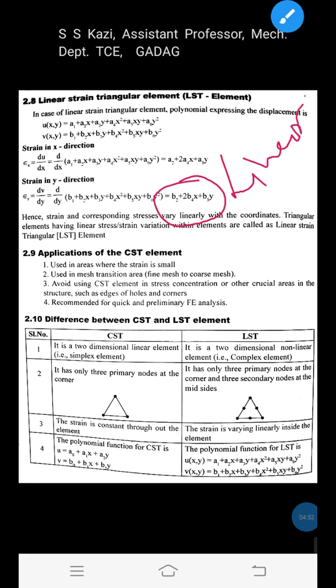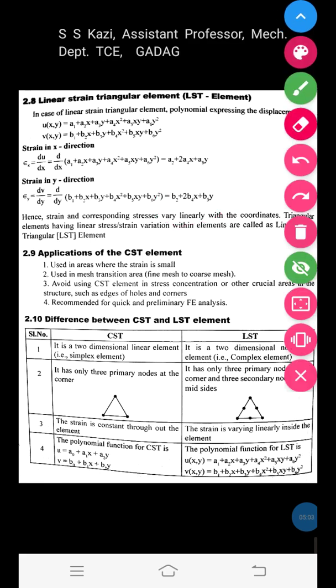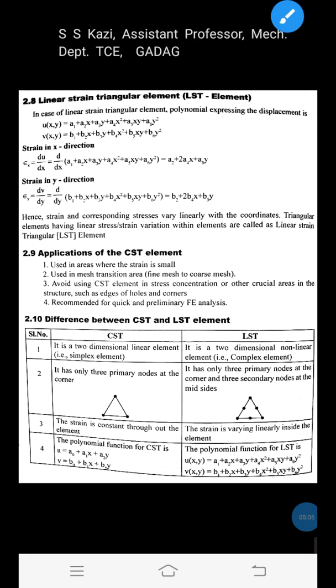Hence for the 6-noded triangular element, the strain within the element varies linearly with the coordinates. Hence the 6-noded triangular element is called a linear strain triangular element. And now we will observe the difference between CST and LST, constant strain triangular and linear strain triangular.